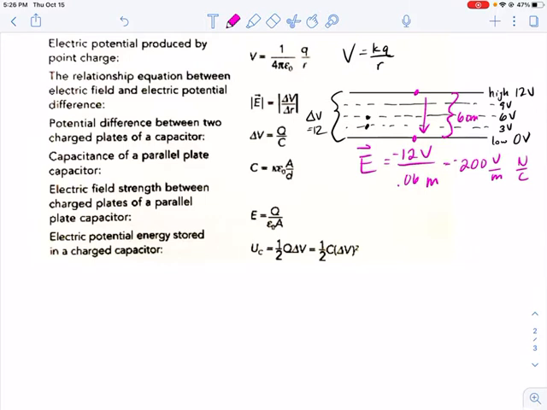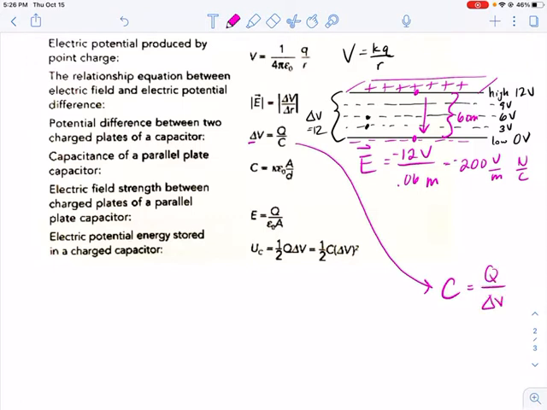Okay, next, potential difference between two charged plates of a capacitor. So ultimately, this thing that I just drew, the capacitor, it's two charged plates. It's got a voltage. The voltage is created by charges. There's a net positive charge on the top, net negative charge on the bottom, and delta V equals Q over C. We can also say that the capacitance of that parallel plate capacitor is Q over the voltage. The capacitance is also dependent on the permittivity times the cross-sectional area over D.